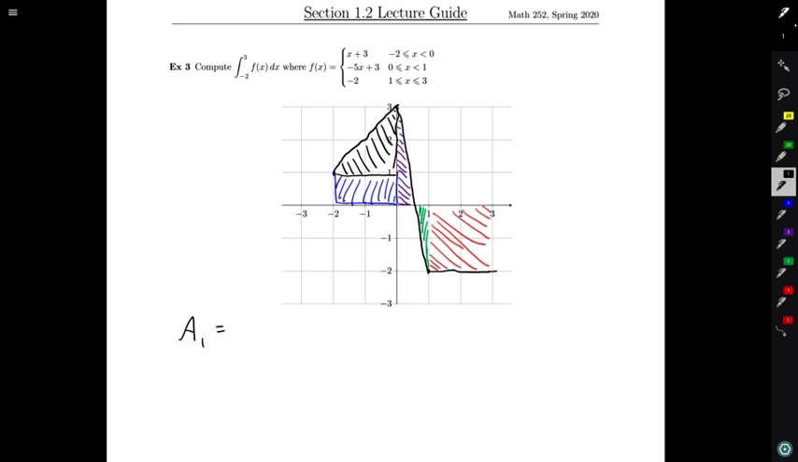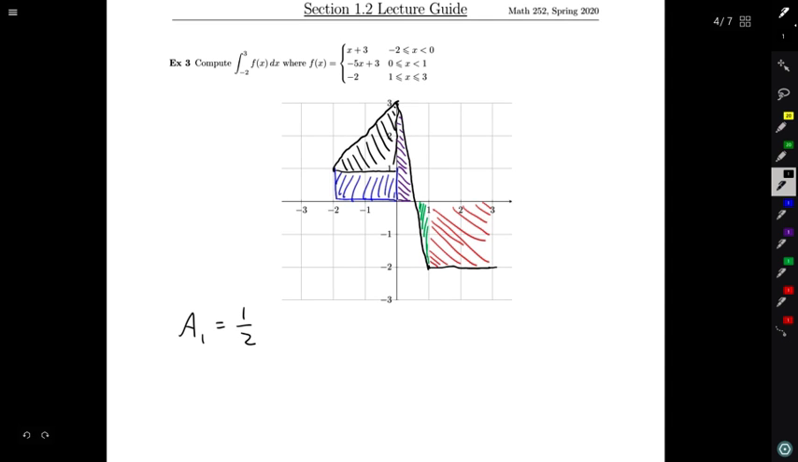And A1 is going to be, since it's a triangle, 1/2 base times height. So its base length here is 2. Its height is also 2, and so its area is 1/2 times 2 times 2, which works out to be 2. Great. Our blue area here, which maybe we can call A2, is a rectangle, so its area is just base times height. Its base length is 2, and its height is 1, so its area is also 2.